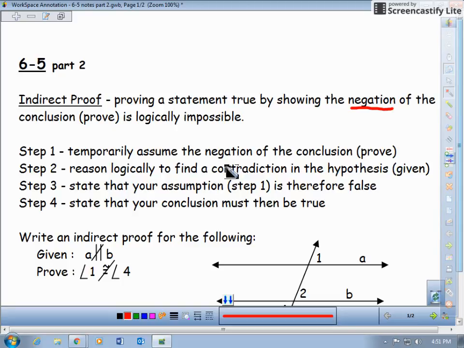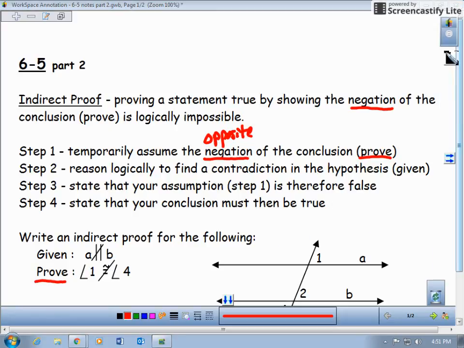What we're going to work with here is a pretty formulaic thing, guys. There are 4 steps. Step 2 is definitely going to be the one where we do the most work. Steps 1, 3, and 4 are almost always very similar. Step 2 is where things get a little bit different. Step 1 is we want to temporarily assume the negation, which is really just the opposite, of the conclusion. Given and prove: it's going to be the negation, or the opposite, of the prove.